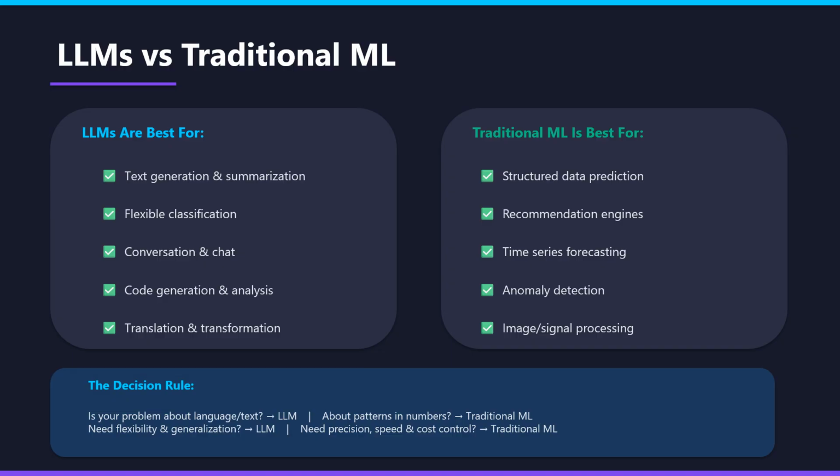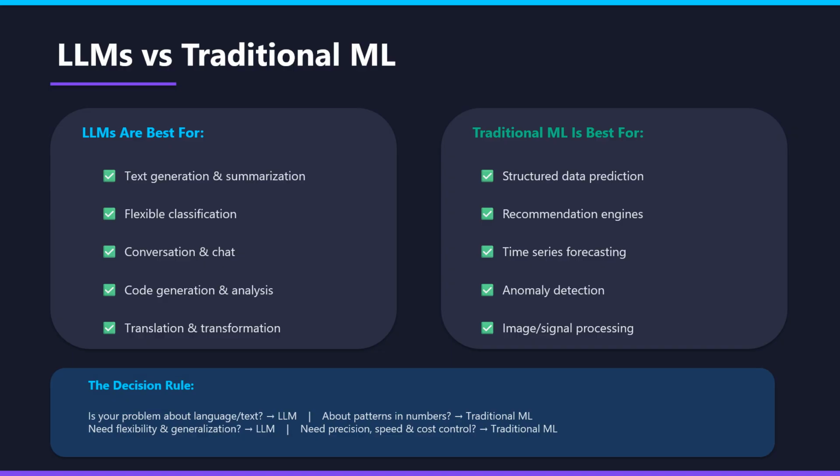Okay. The right column, traditional ML is best for structured data prediction, recommendation engines, time series forecasting, anomaly detection, image and signal processing, basically anything that involves patterns in numbers. Okay. Now look at the decision rule at the bottom.